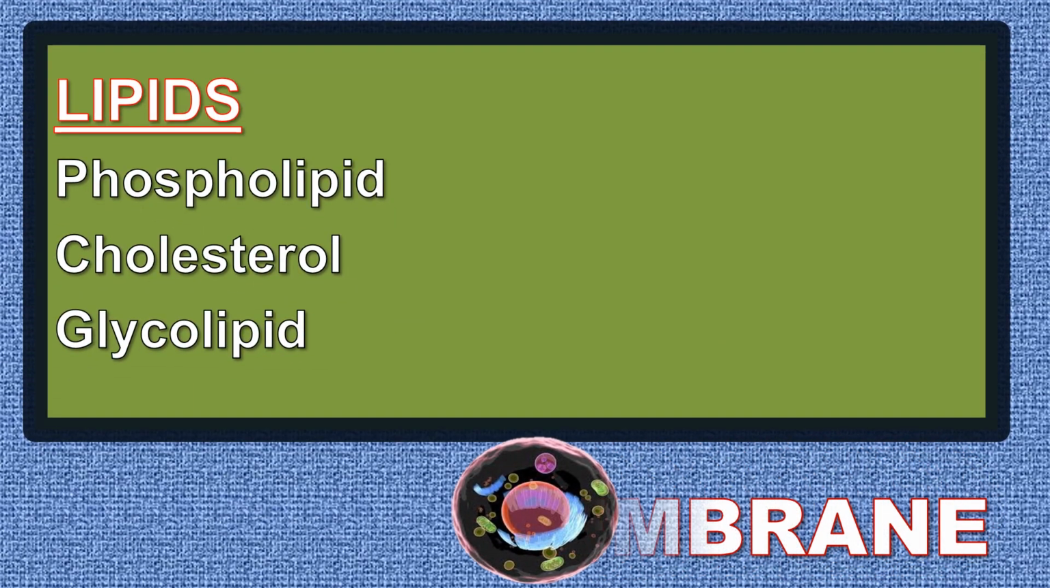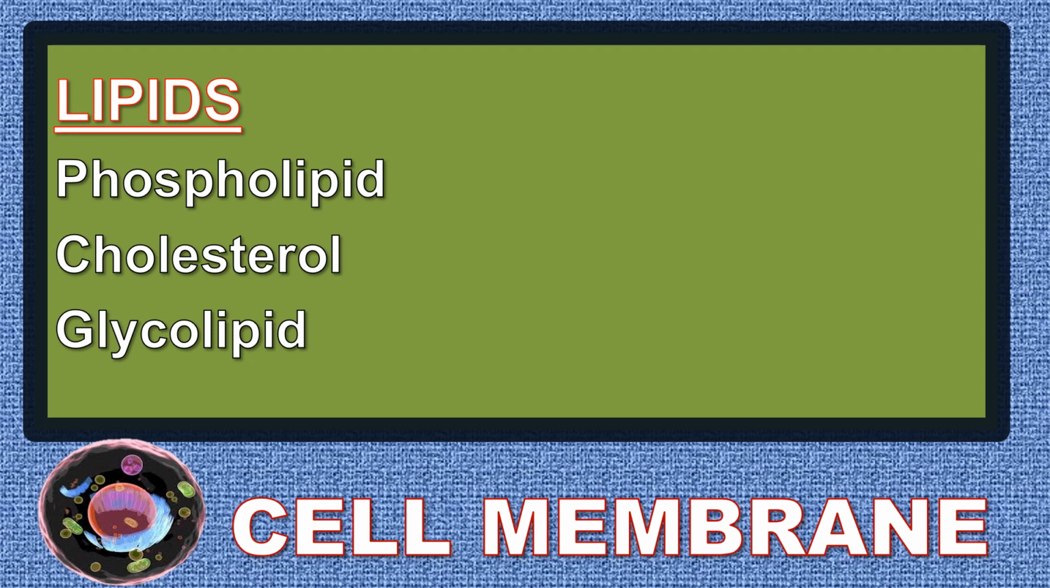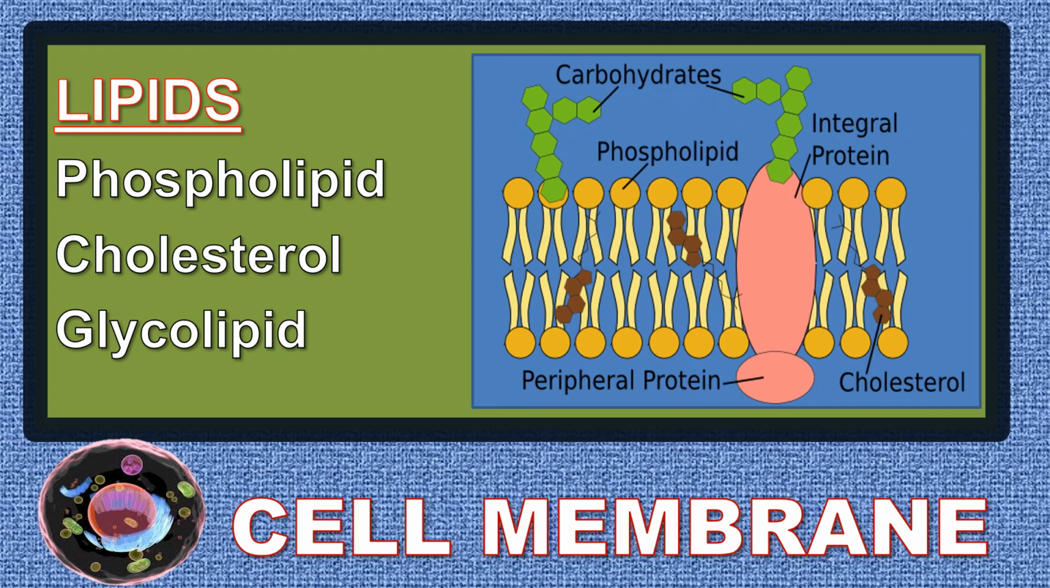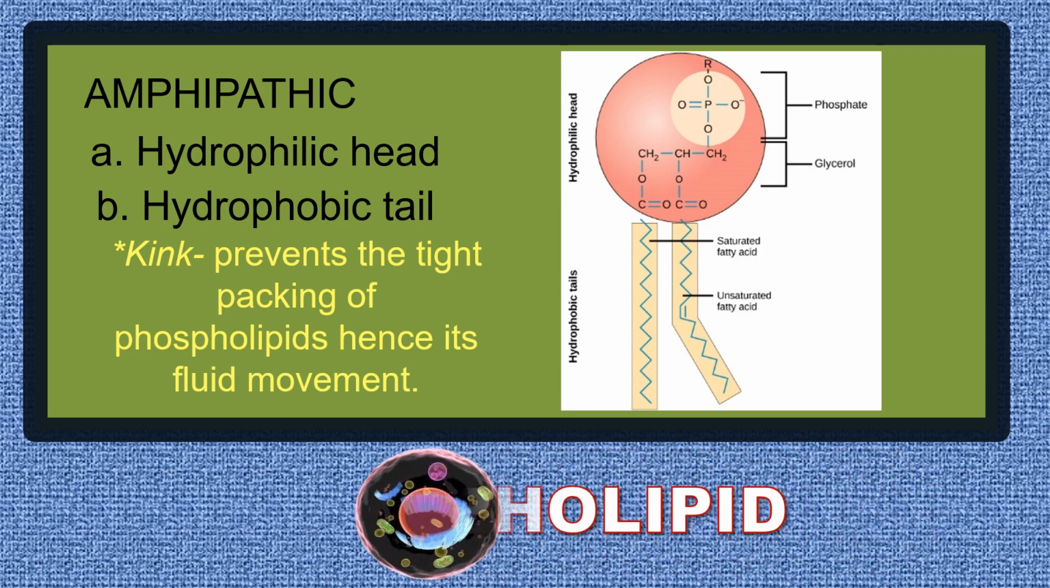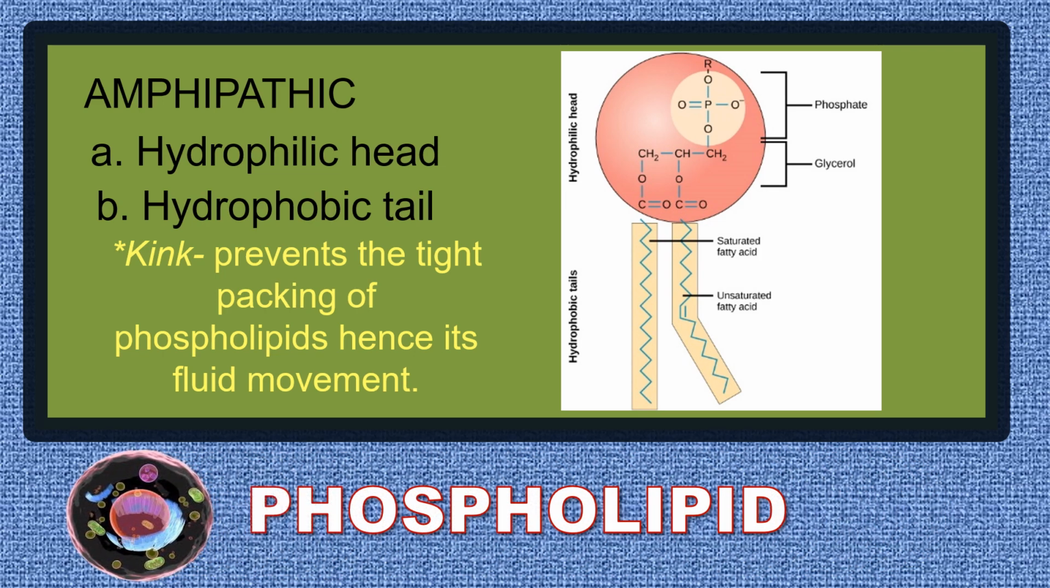Let's proceed by discussing the different components of the cell membrane. First, we have the lipids. And under lipids, we have phospholipids, cholesterol, and glycolipids. Take note that almost 90% of the entire cell membrane structure is made up of different types of lipids. The main fabric of the membrane is composed of amphipathic or dual-loving phospholipid bilayer molecules.